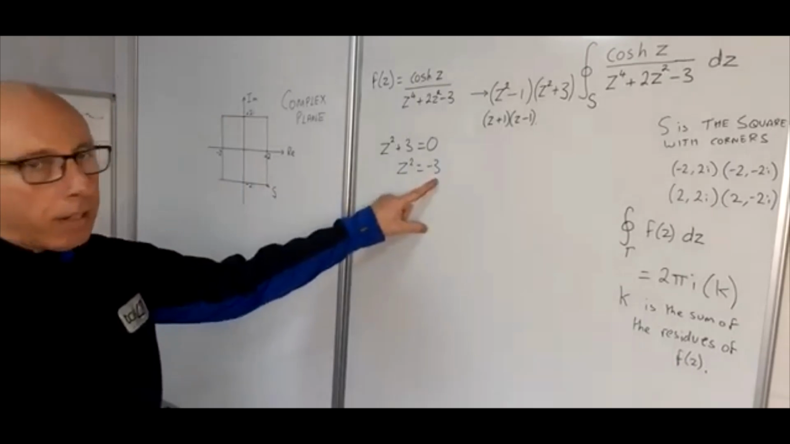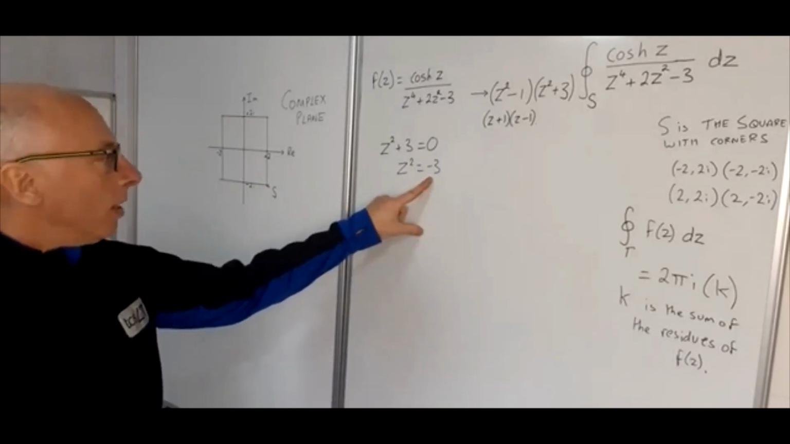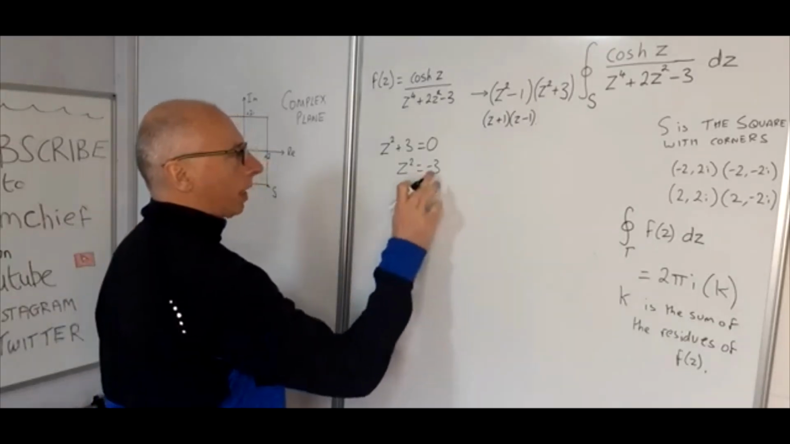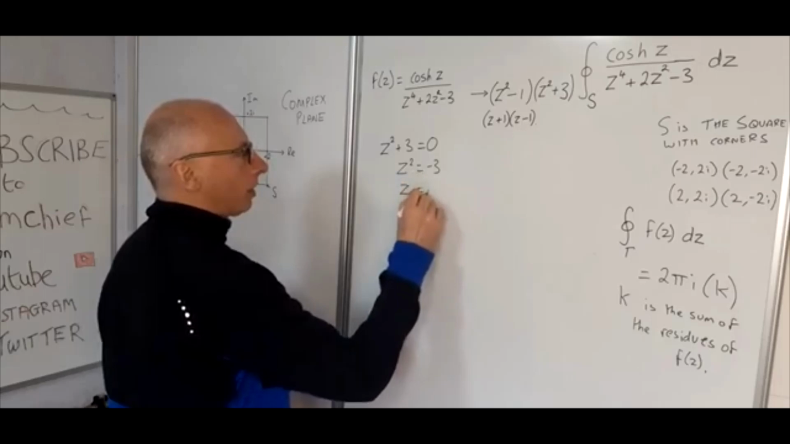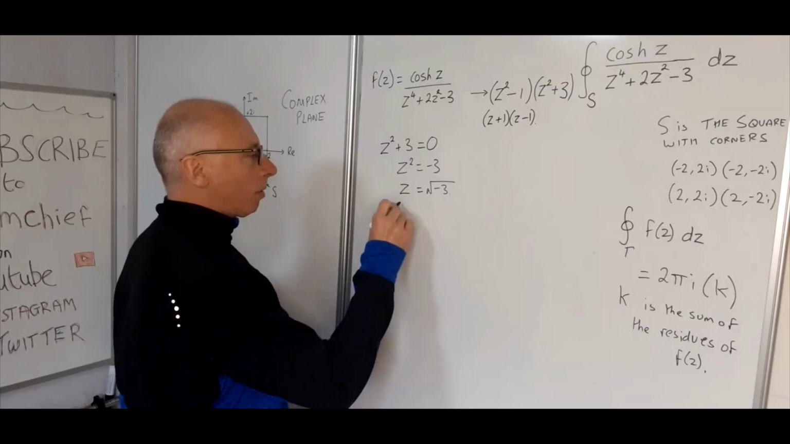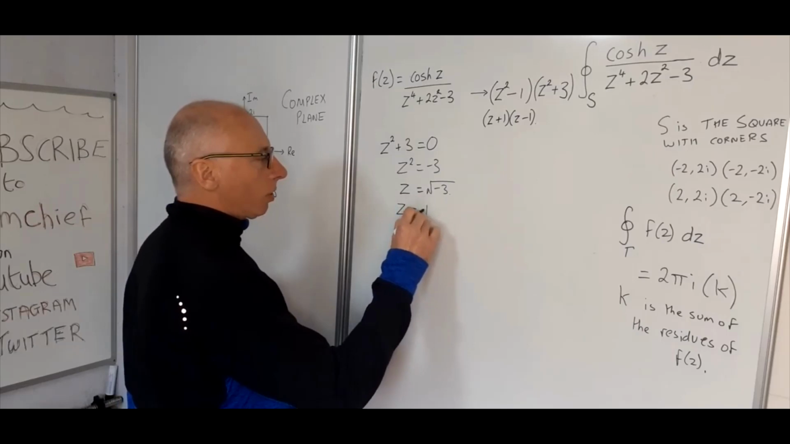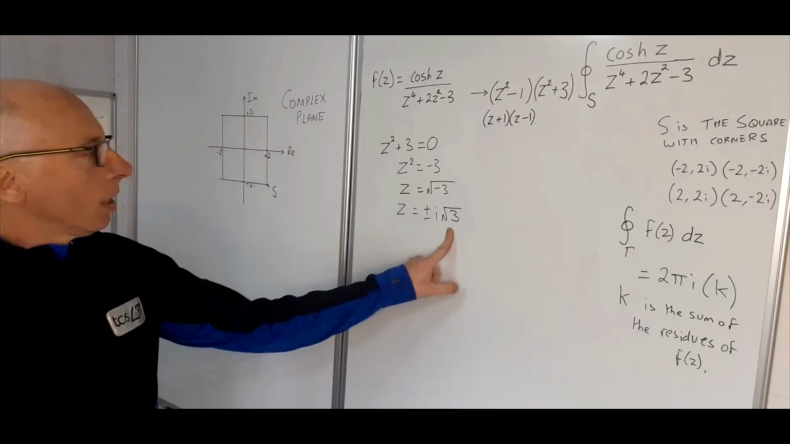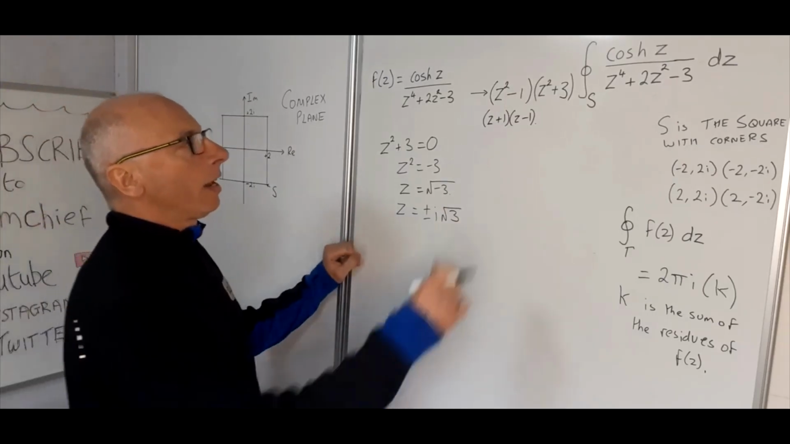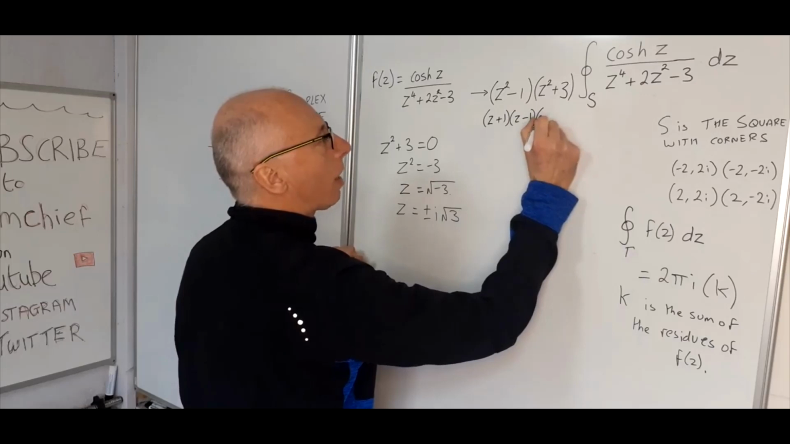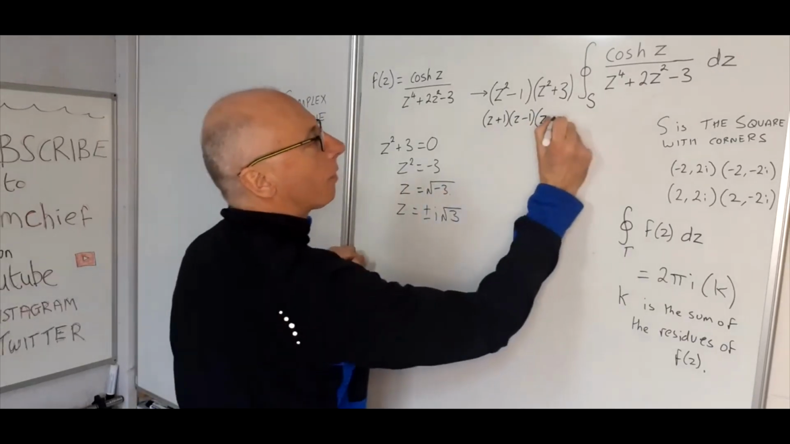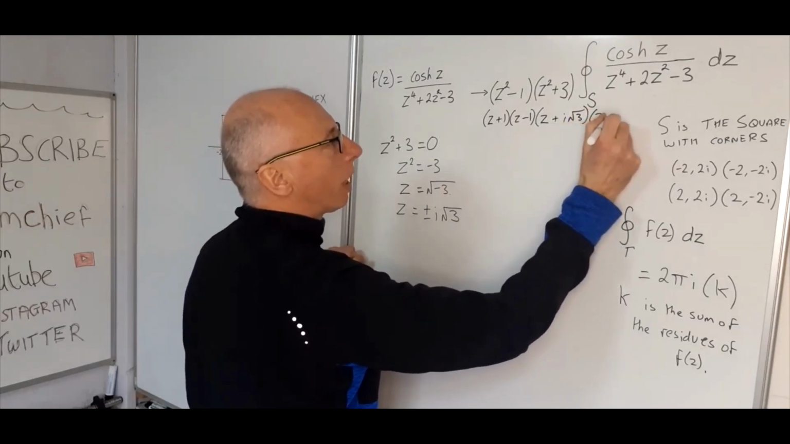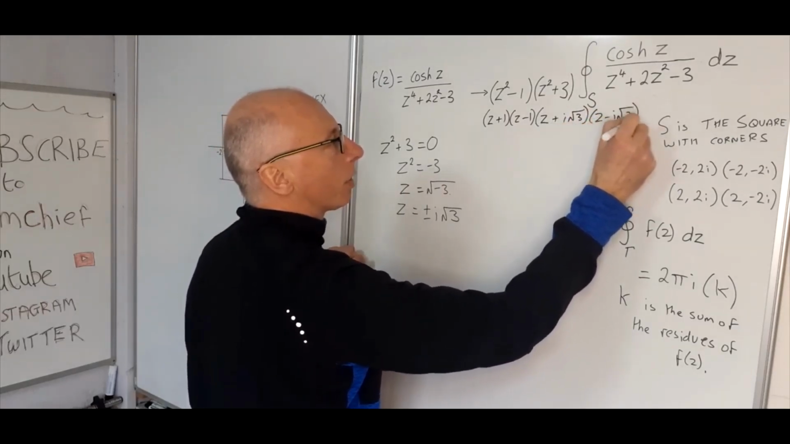Okay, well, we're in complex numbers, so we can now factor out this z squared equals minus 3. So we can say z equals, well, take the square root of that. Now what we can say is z equals plus or minus i square root of 3. So that gives our solution to this one. So now we'll write that one as z plus i root 3 and z minus i root 3.